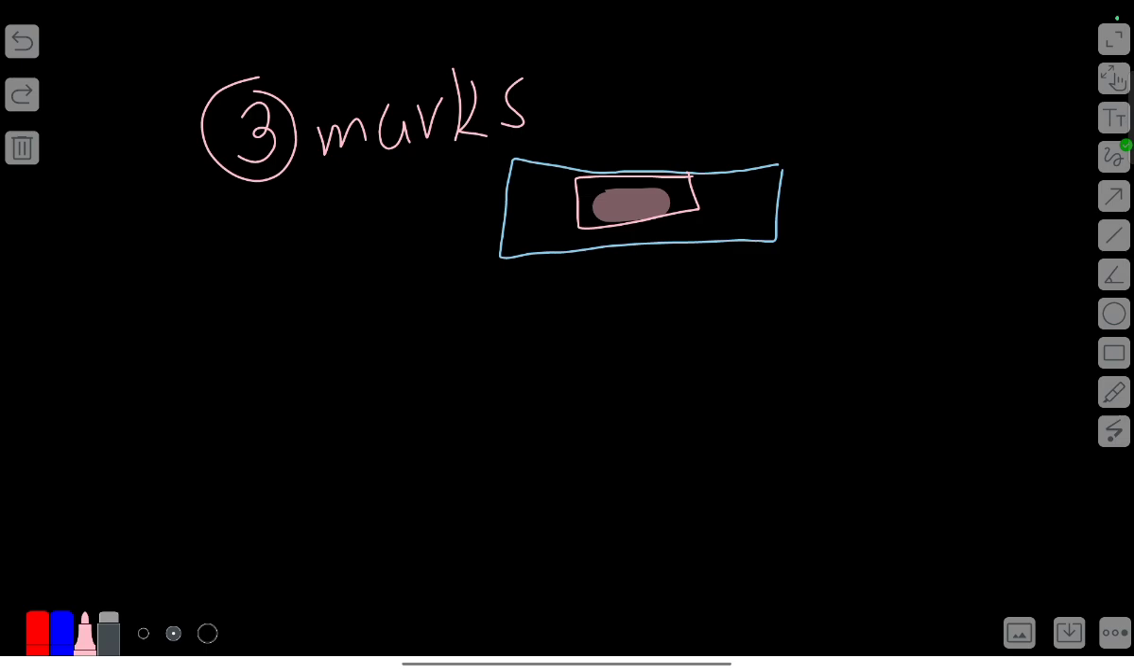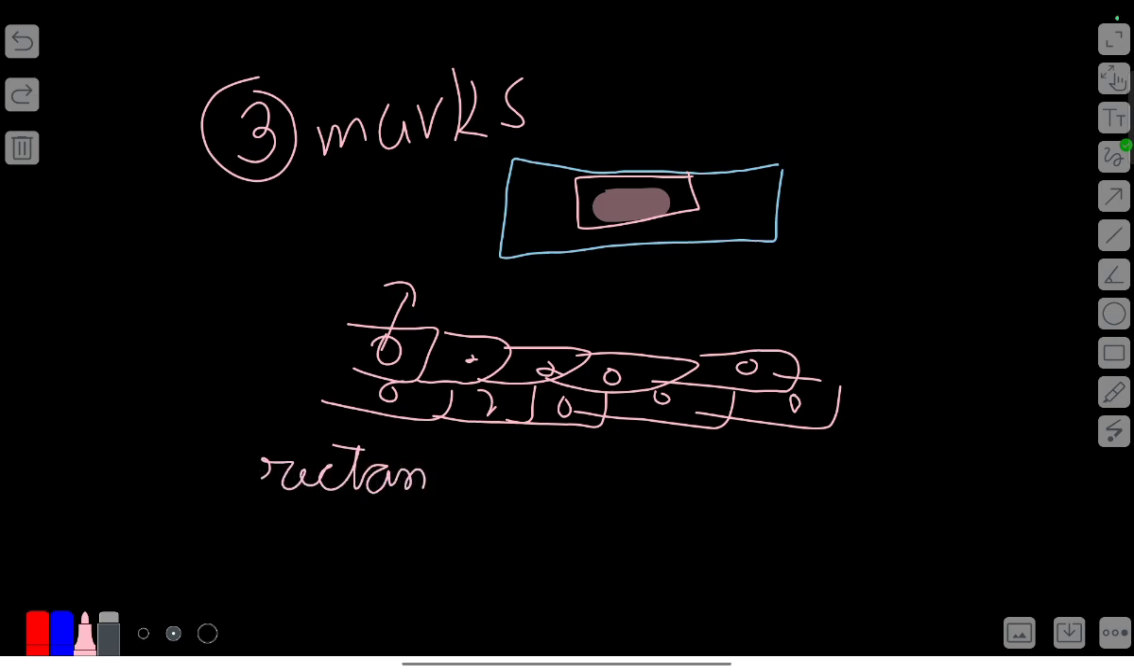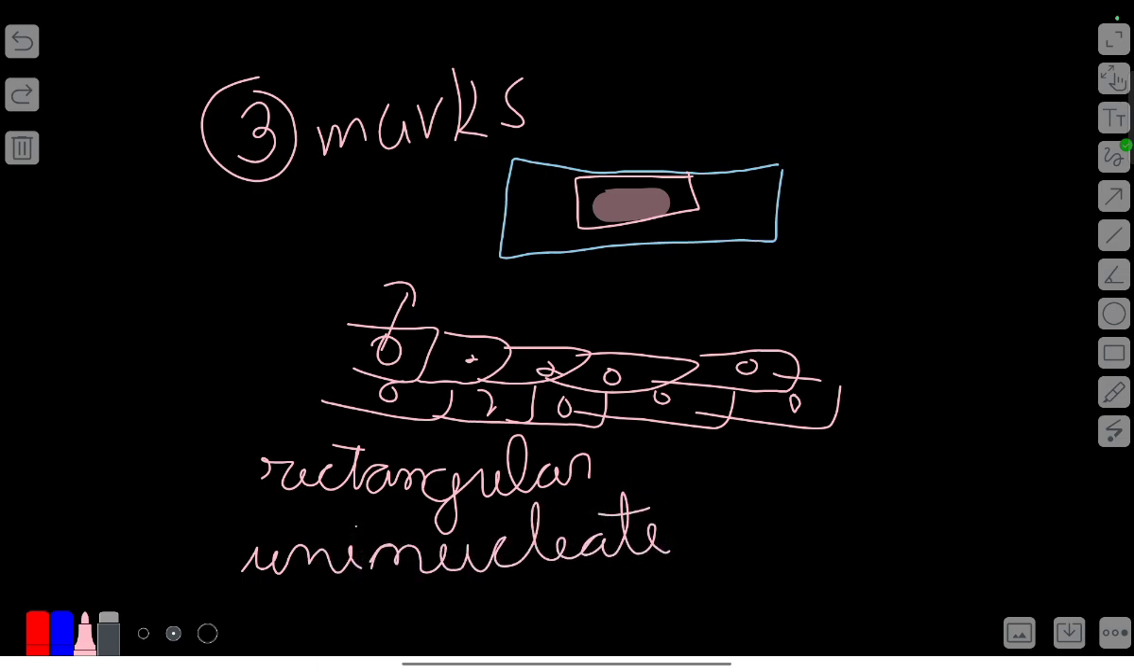Now again, you're getting 2 marks by reporting the shape of a cell. So I'll just show you how it looks. This is how the onion cells will look under the microscope. It's a rectangular shape, and it has only one nucleus. For reporting that it's rectangular you get 1 mark, and for reporting that it is uninucleate, having only one nucleus, you get 1 mark. So you get 2 marks because of this, and you're done with your 5 marks.